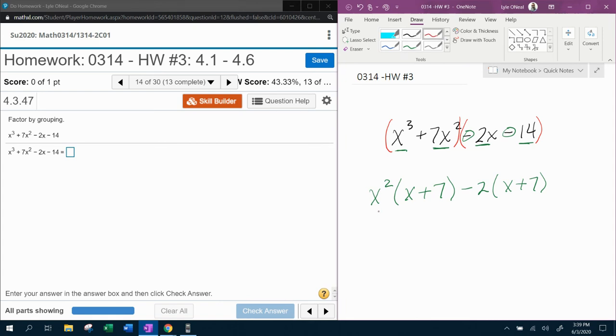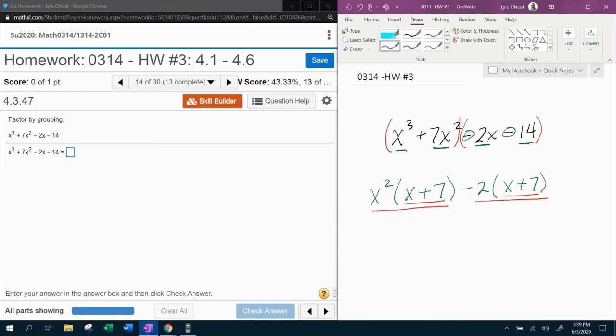Now then, looking at these 2 pieces, these 2 things I've underlined in red, we can see that they both have an x plus 7 in common. When you factor by grouping, the stuff in the parentheses has to match. And if it doesn't, you either screwed it up or it won't factor by grouping, okay?